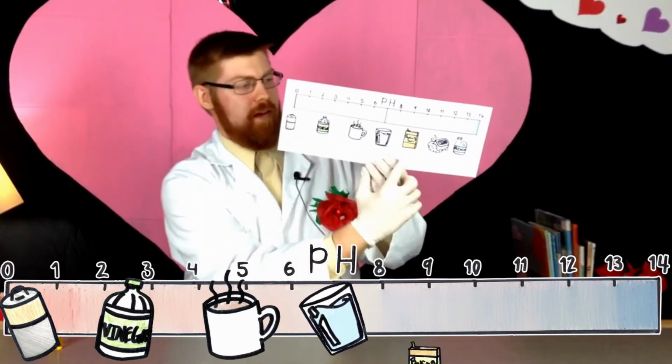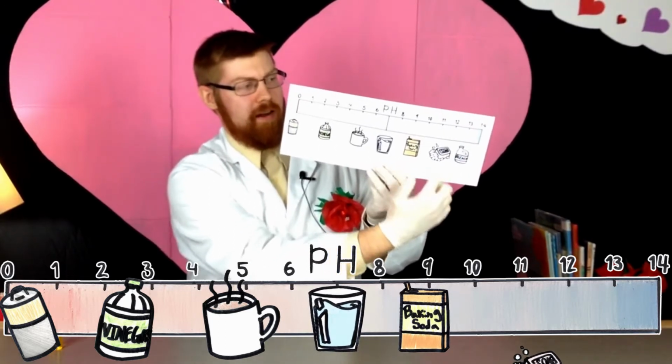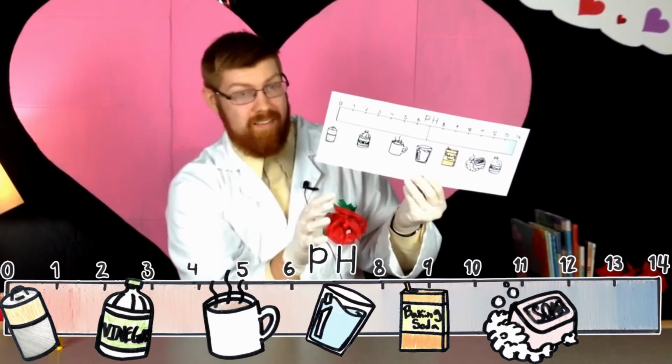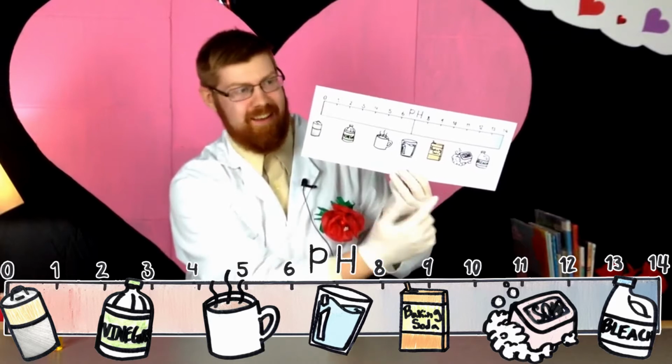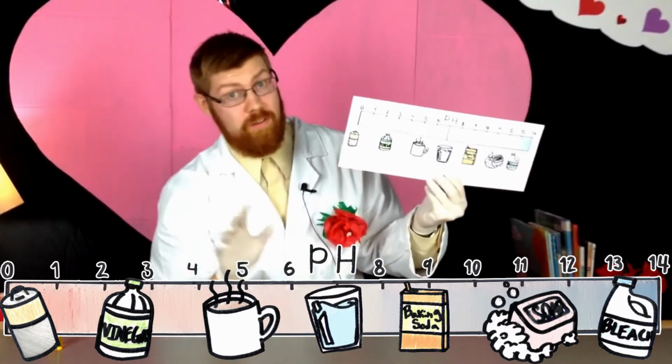And on the bases, a bit of a base is baking soda. A bit further down, around 11 or 12, is soapy water. So if you get soap in the water, that's a base. And then near 13, bleach, also nasty stuff. The stuff from the far ends. Yeah, those can be dangerous.